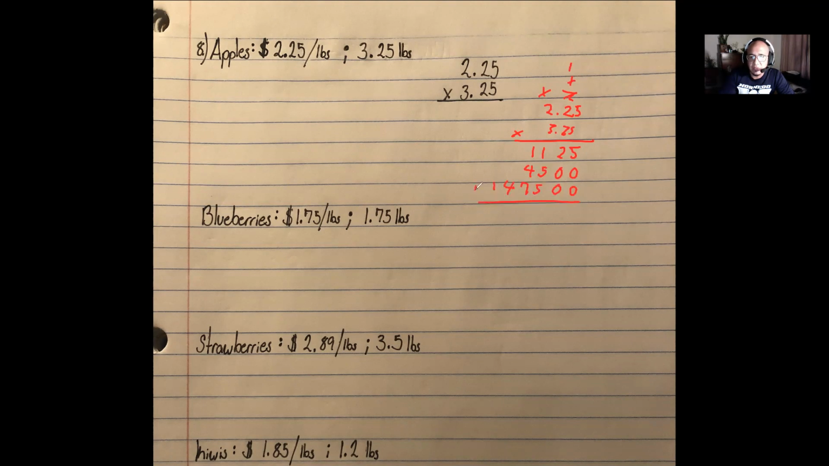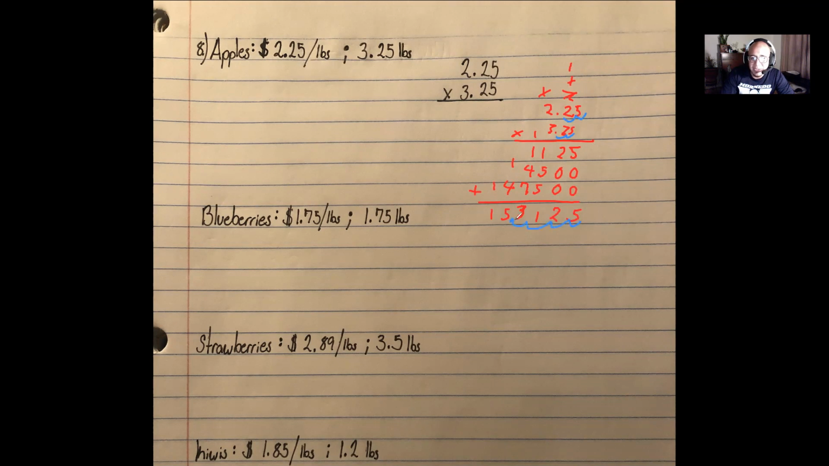And now we add everything together. 5, 2, 5 plus 5 is 10, plus 1 is 11. 7 plus 4 is 11, plus 1 is 12, and another one is 13. 4 plus 1, that's a 3. 4 plus 1 is 5, and then 1 plus nothing is that. Let's count the number of decimal places. I have 1, 2, 3, 4, so I'm going to count 1, 2, 3, 4.